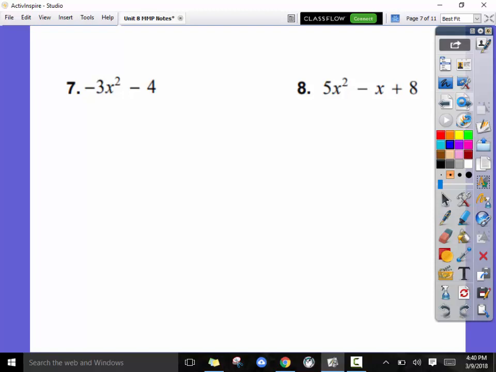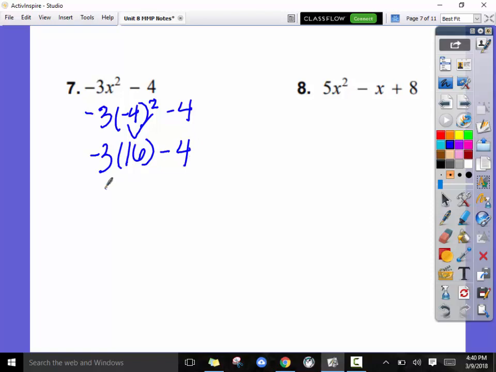Next one. Negative 3 times negative 4 squared minus 4. Again, exponents first. Negative 4 squared is positive 16, times negative 3. Then bring down, subtract 4. Negative 3 times 16 is negative 48. Minus 4 is negative 52.